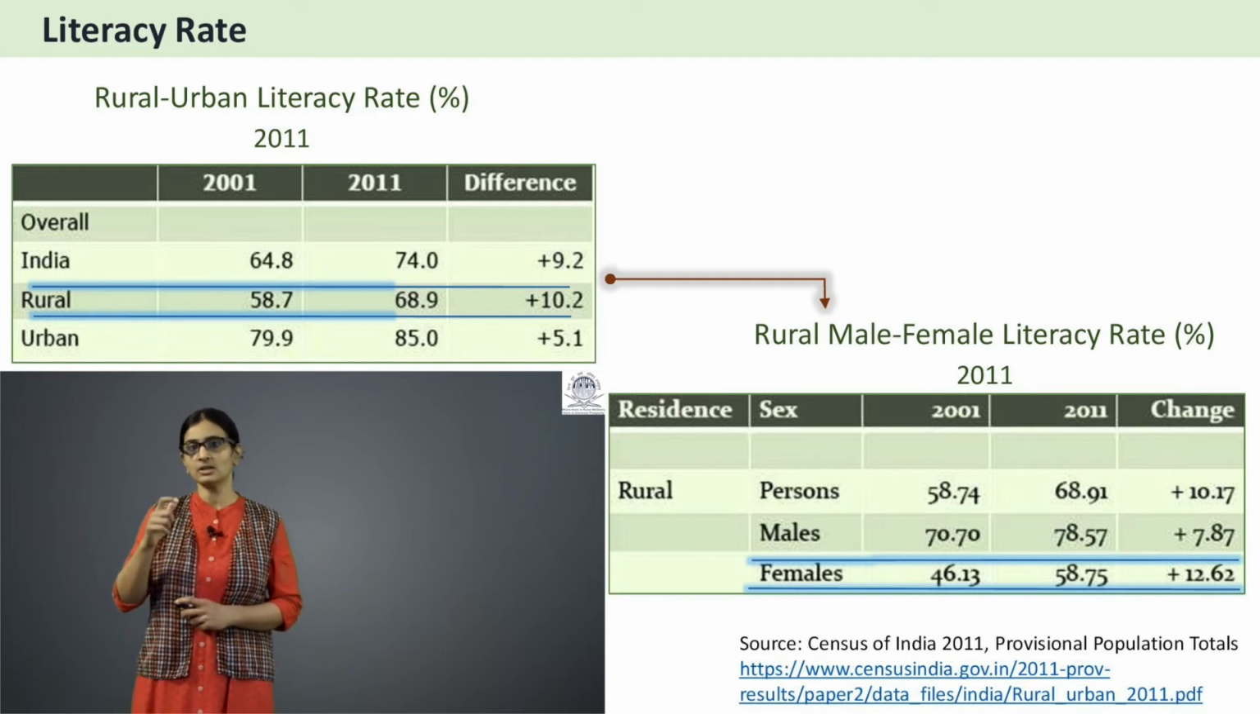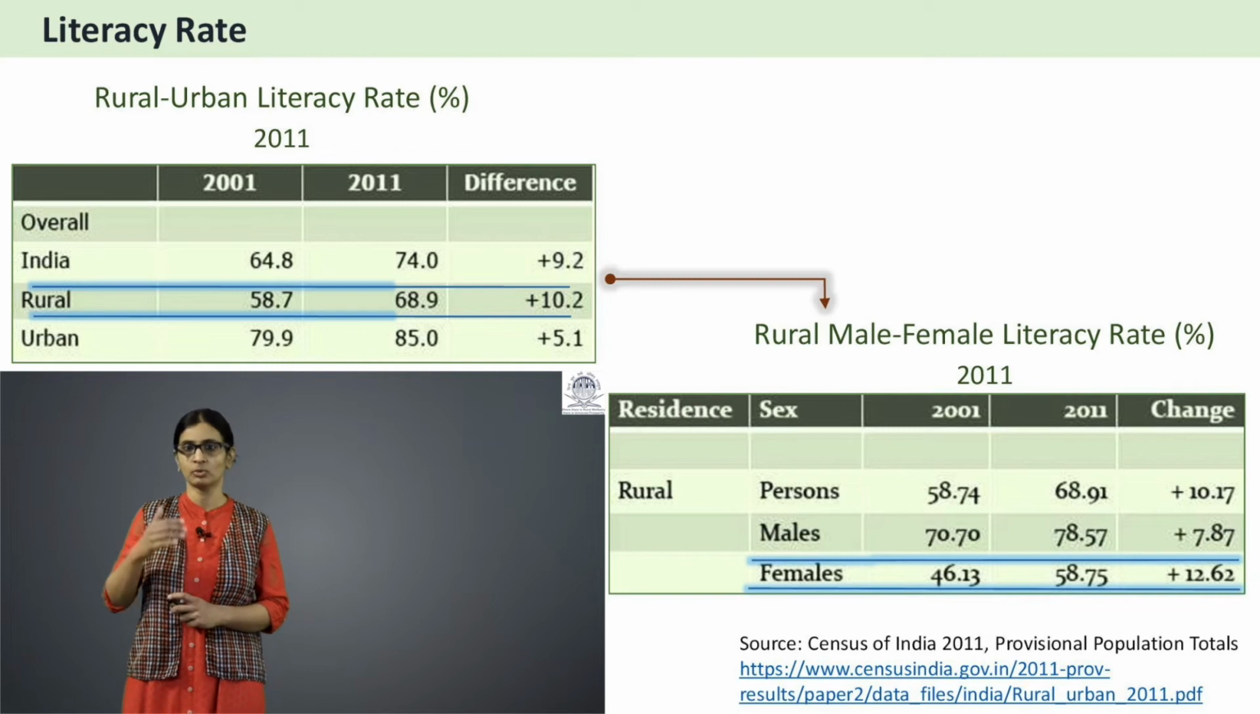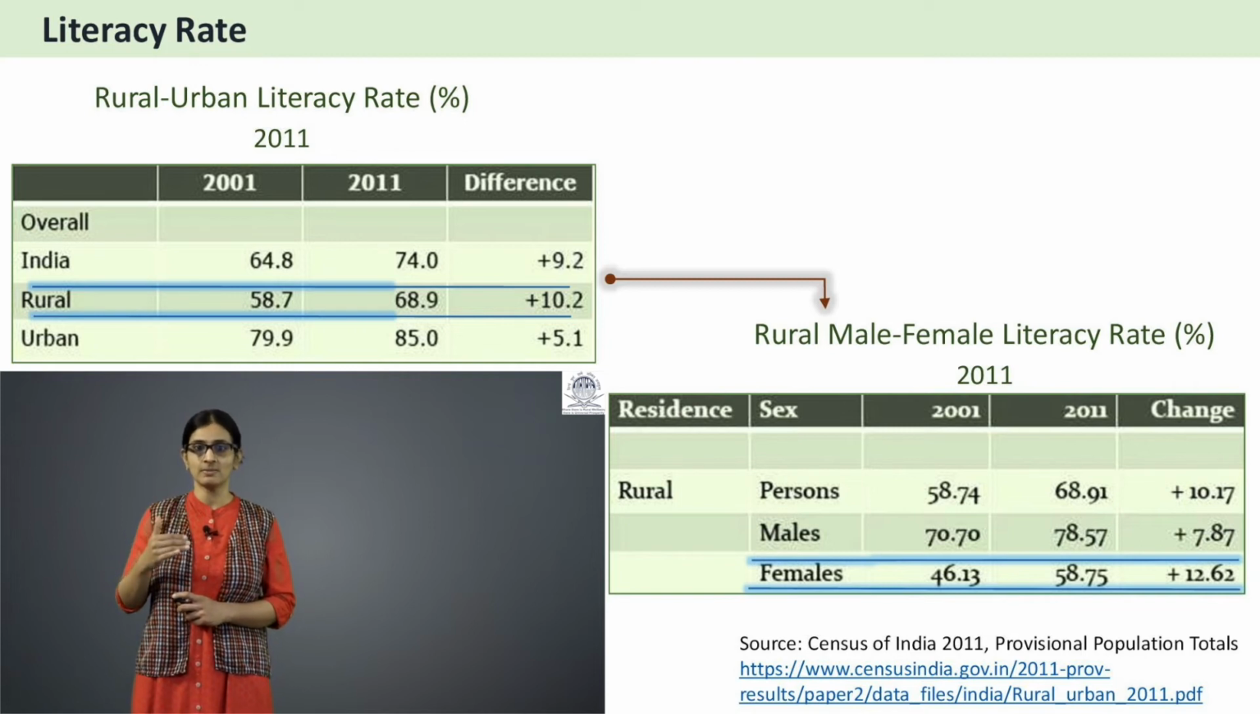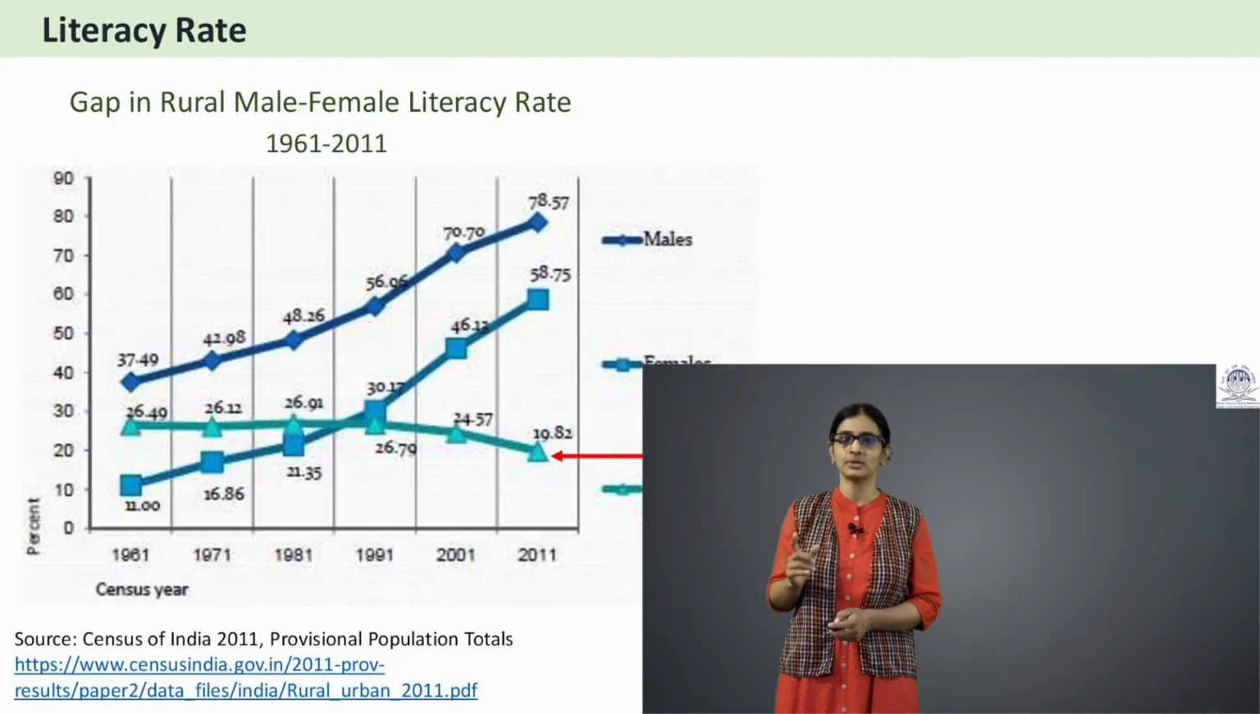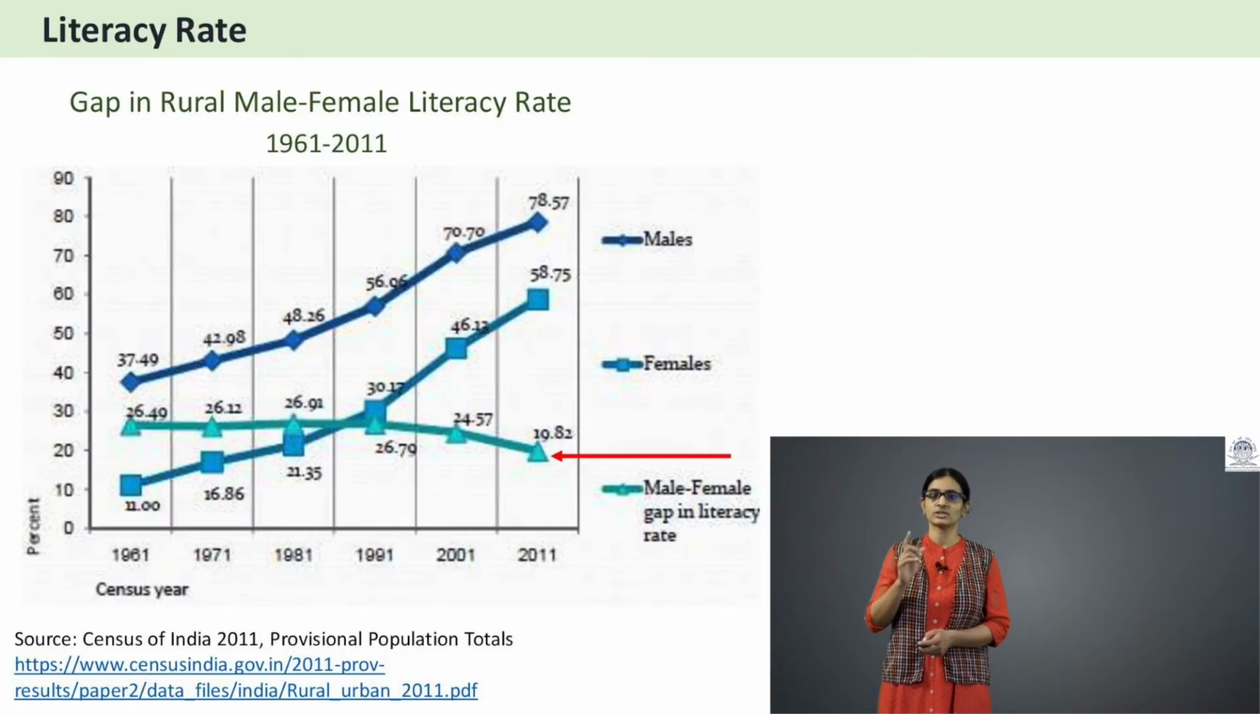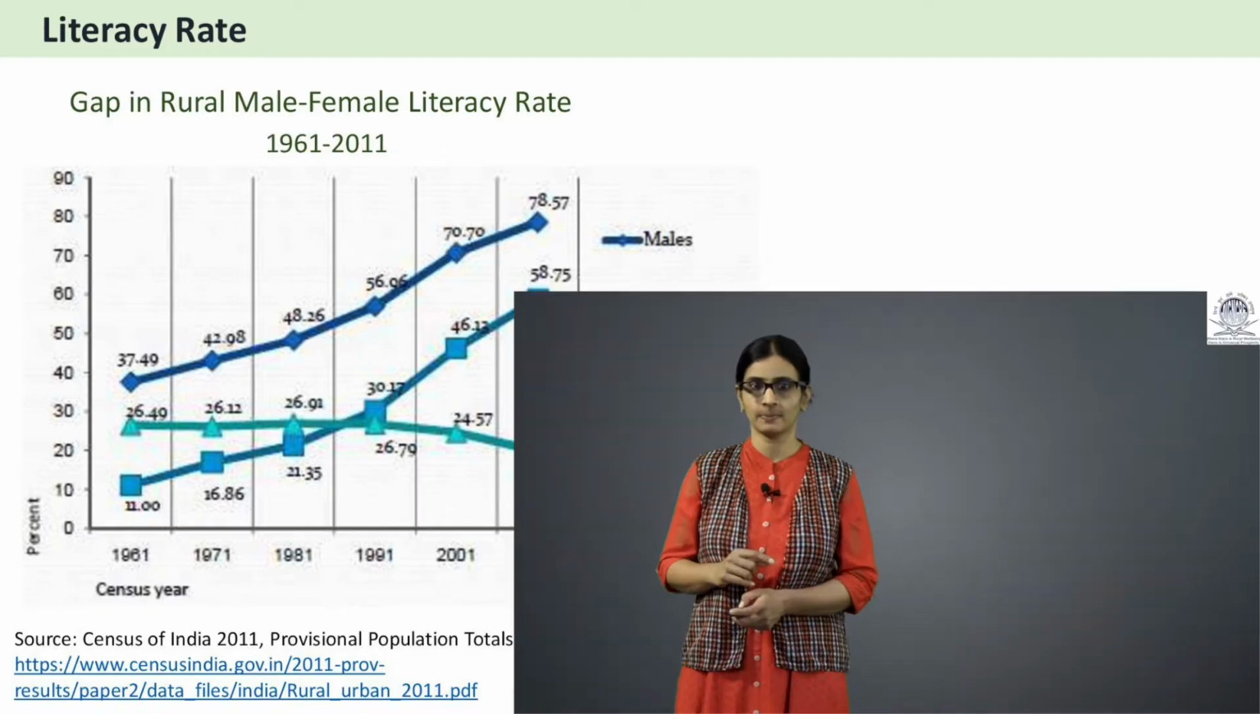So there has been an improvement in the literacy rate for both males as well as females, and the growth has been more or better in the case of females. But still we see that there is a gap between male and female literacy rate of about 19%. This is what is depicted in this graph.